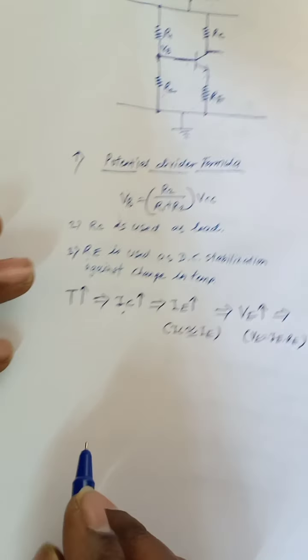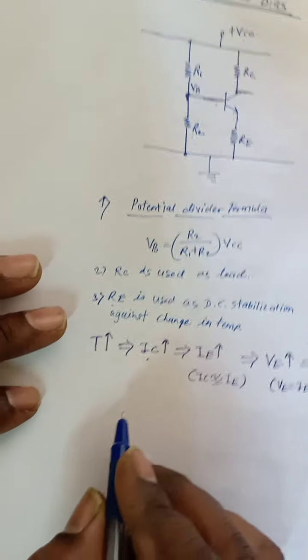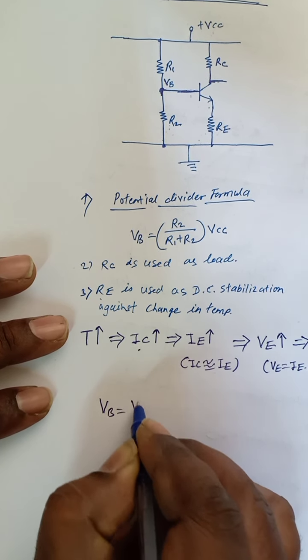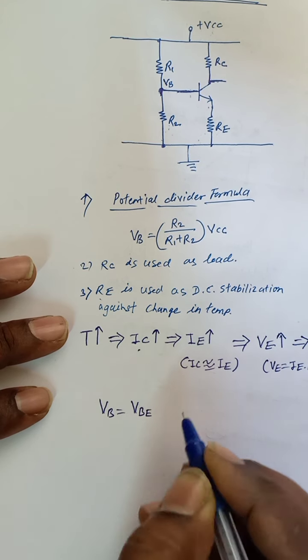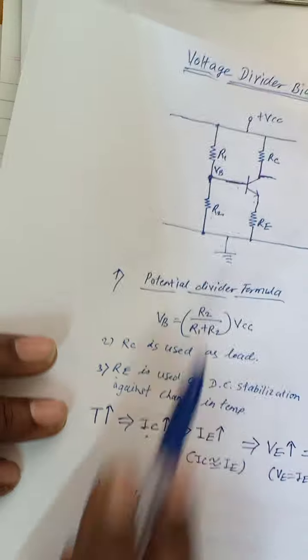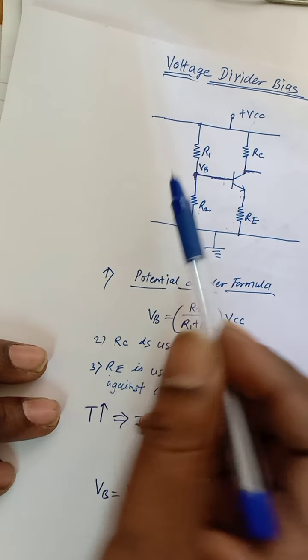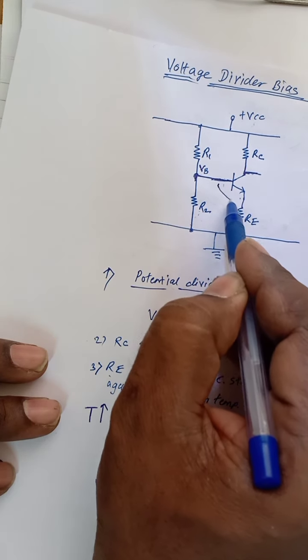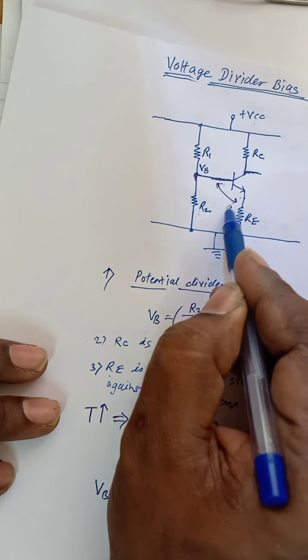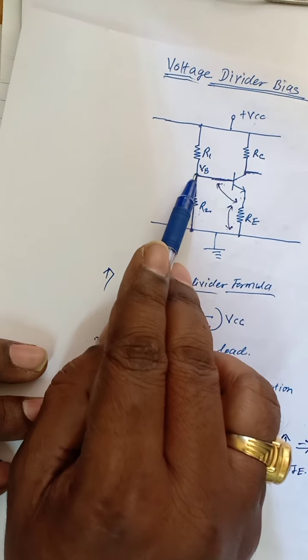So we can write the equation here. So VB equals base to emitter VBE plus VE. So this is the equation at this point: VB equals VBE, this voltage plus this voltage. Okay, so the voltage across R2 is VB.